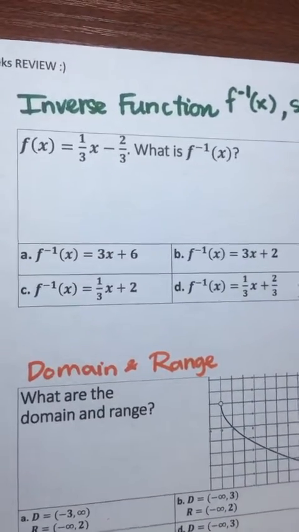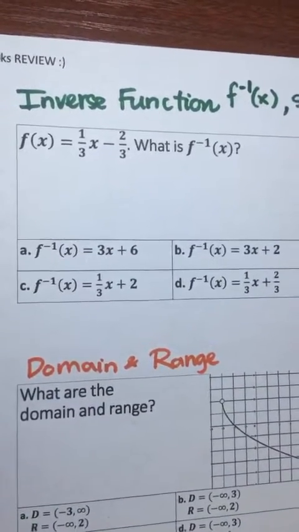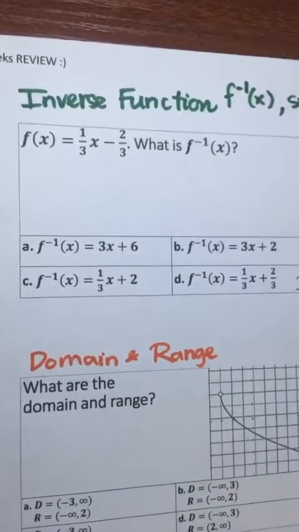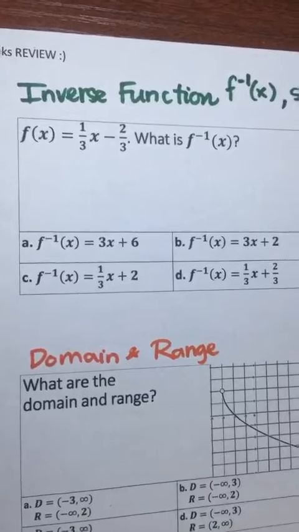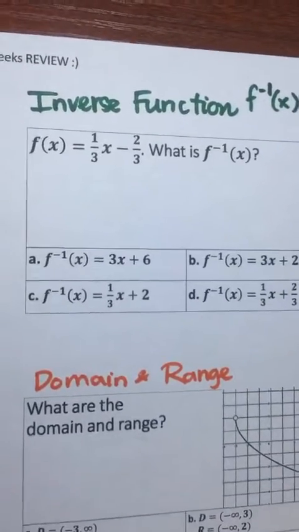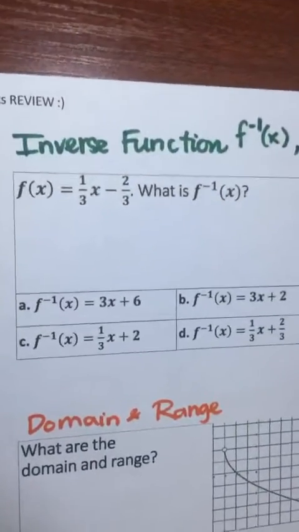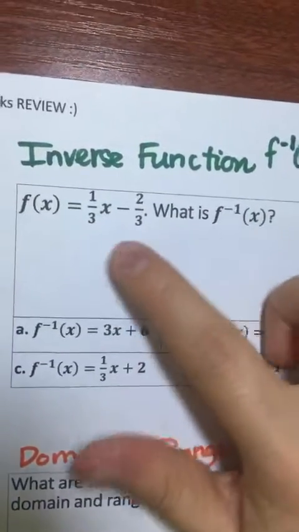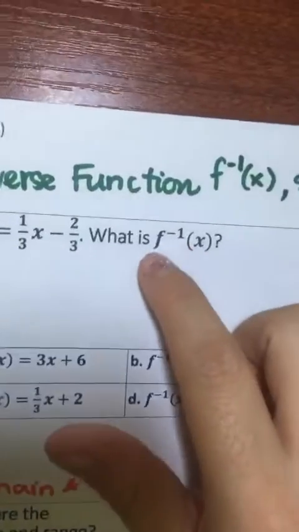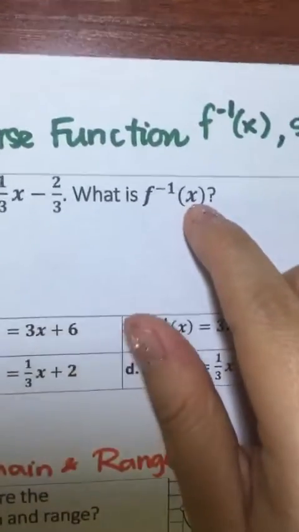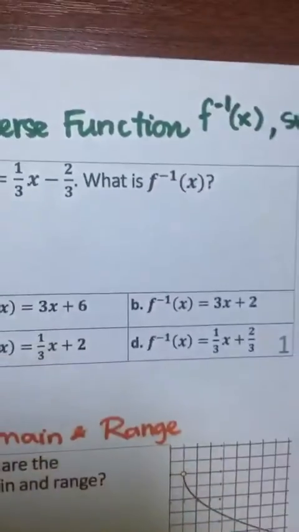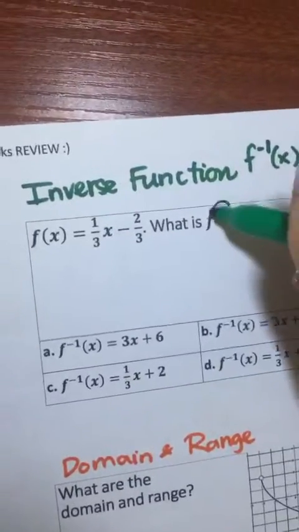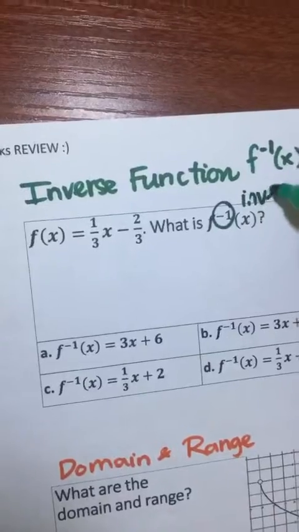Alright, so for the review, we have 4 main topics, which is inverse function, domain and range, function transformation, and solving for system. Okay, so first let's review inverse function. The notation for inverse function is they're gonna give you a function and then they ask you f to the negative 1 of x. Every time you see the negative 1 on top, it means inverse function.